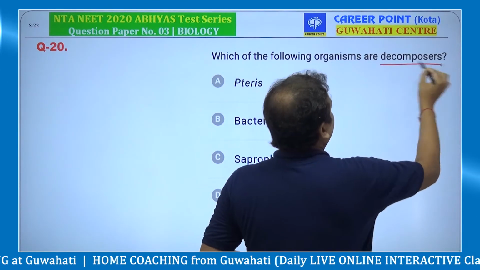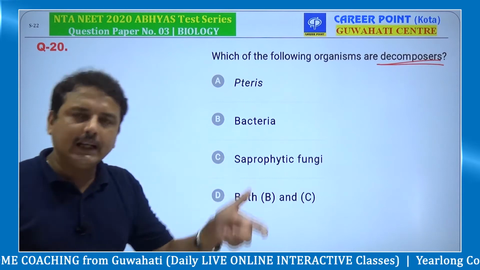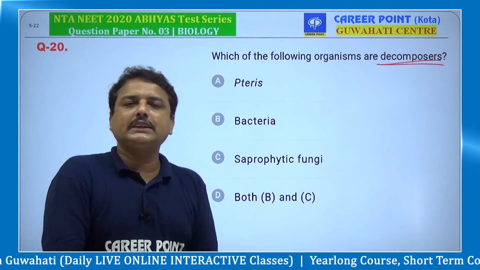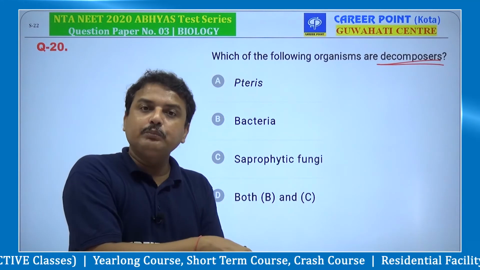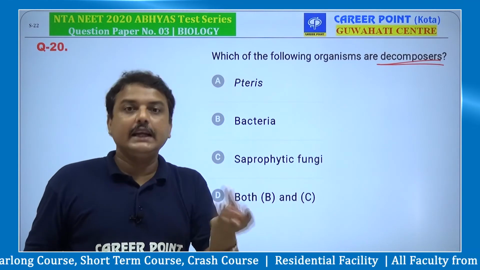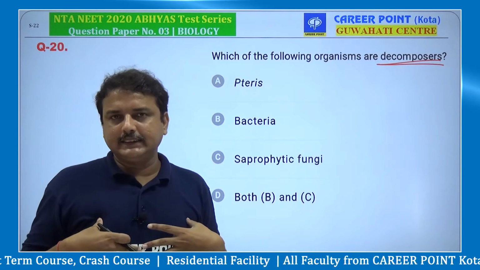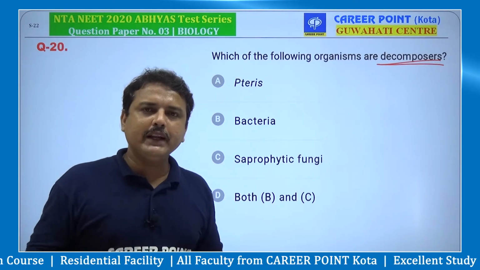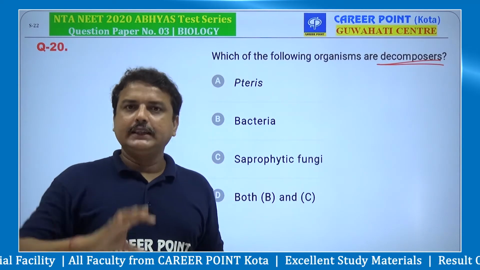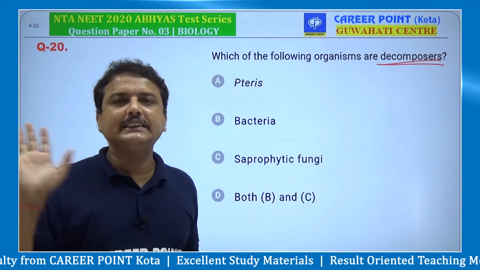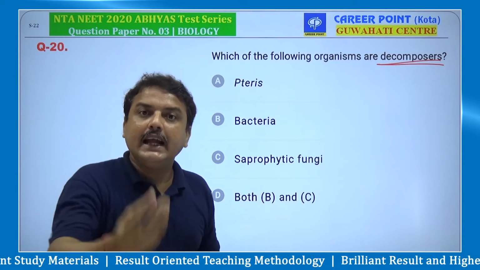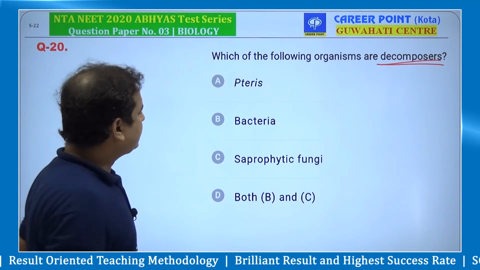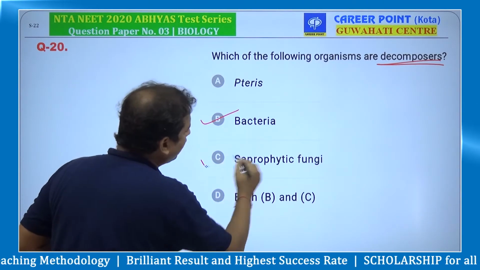Now, what are decomposers? The decomposers first decompose the substances they take in, and after decomposing they eat them. But in our case, as consumers, we first intake the food, then we decompose it with the help of enzymes. But decomposers first decompose, then they eat. So decomposers are bacteria and saprophytic fungi.